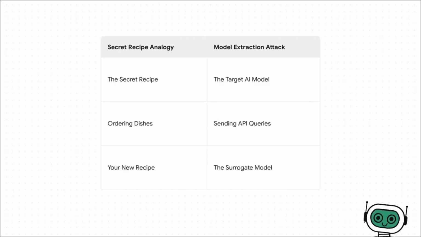Now, this analogy maps perfectly to what happens in the tech world. This secret recipe? That's your proprietary AI model. Ordering all those dishes? That's just like sending thousands of queries to the model's API. And that new recipe you created? We call that a surrogate model. It's a functional clone of the original.